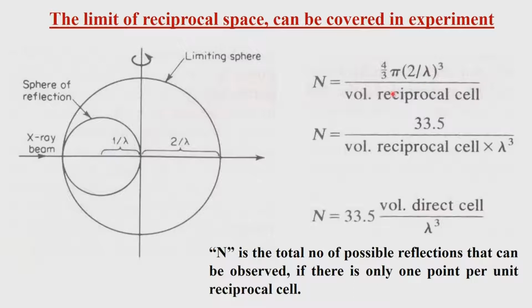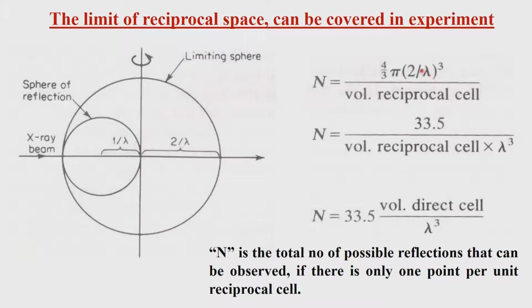Now the volume of the limiting sphere is also a consequence. The volume of the limiting sphere is 4/3 pi r cubed by definition. Any sphere, the volume of the sphere is 4/3 pi r cubed. In this particular case the value of r is 2 by lambda, and therefore 4/3 pi r cubed will be this quantity, divided by the volume of the reciprocal lattice. The value of 4/3 pi and this quantity is fixed, except that the variable here is only lambda.